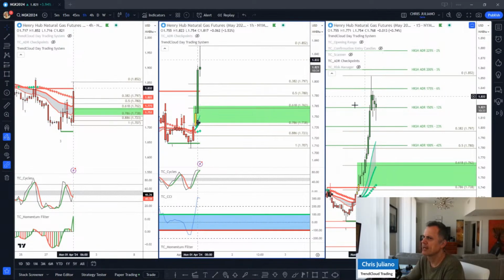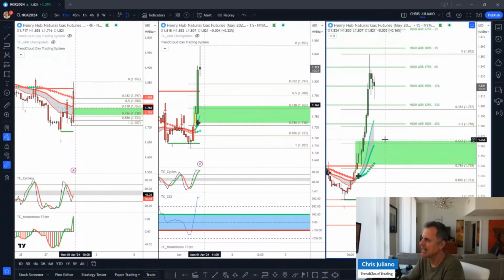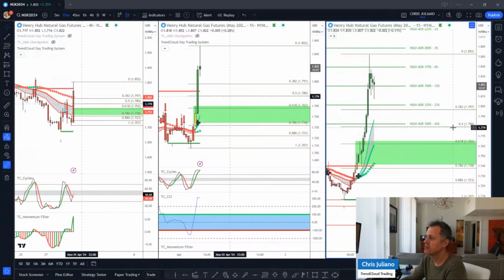Starting to reject. Does it pull back and then go through all these ADR checkpoints again? We don't usually see that, do we? We don't usually see that. But everything else is pretty sound, right? I really like that pullback into the 50% retracement level right near TrendCloud, right?